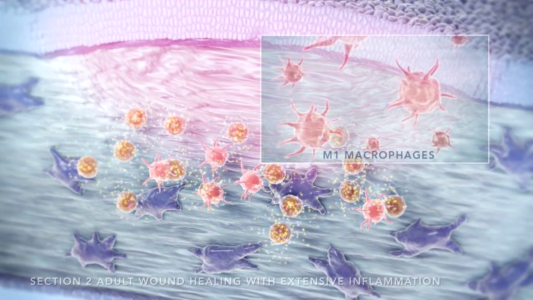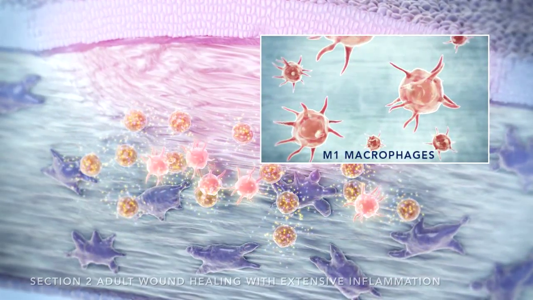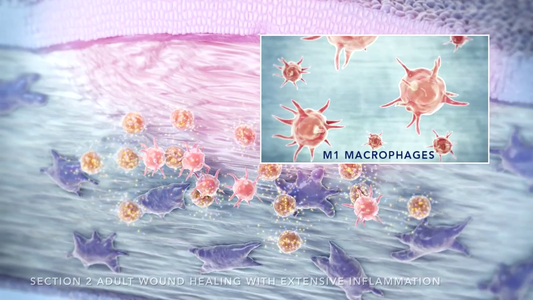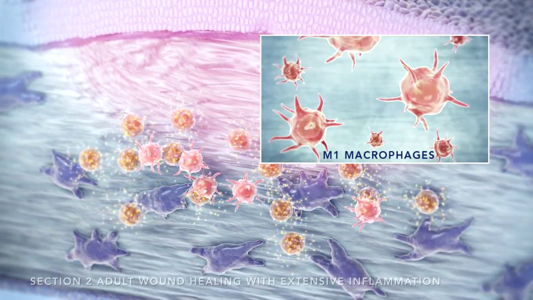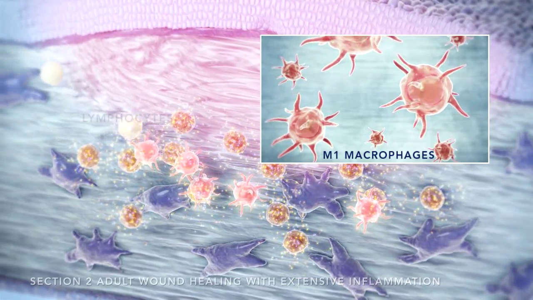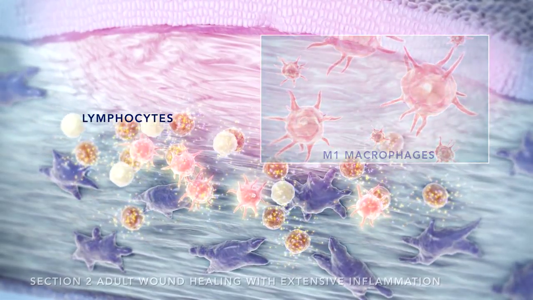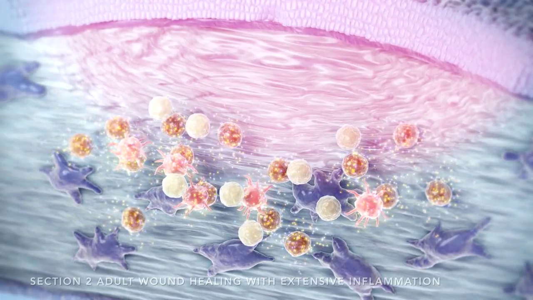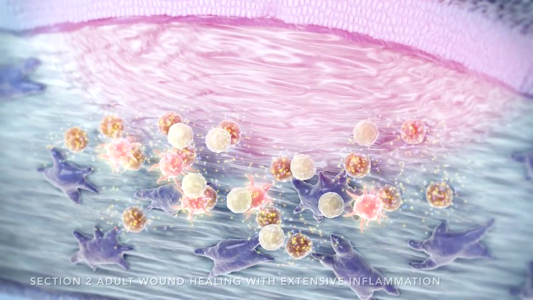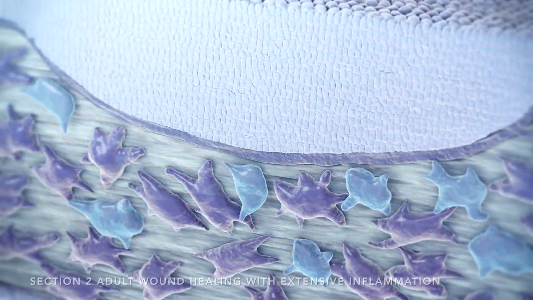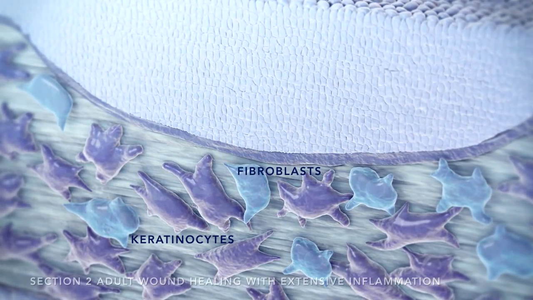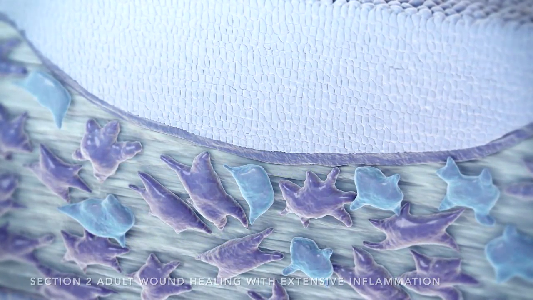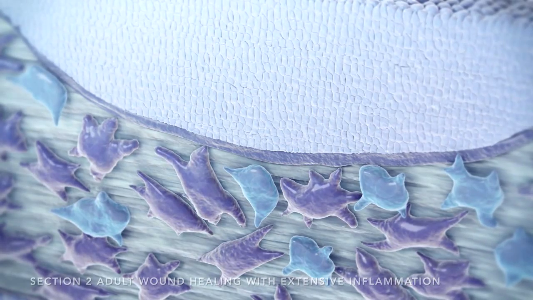With increased inflammation, macrophages cannot transition to the M2 type and stay as M1 type macrophages. M1 type macrophages then trigger recruitment of lymphocytes to the wound. When the wound is infiltrated by an overabundance of inflammatory cells, both neutrophils and lymphocytes, there's excessive fibroblast proliferation, excessive collagen production, and excessive fibrosis.